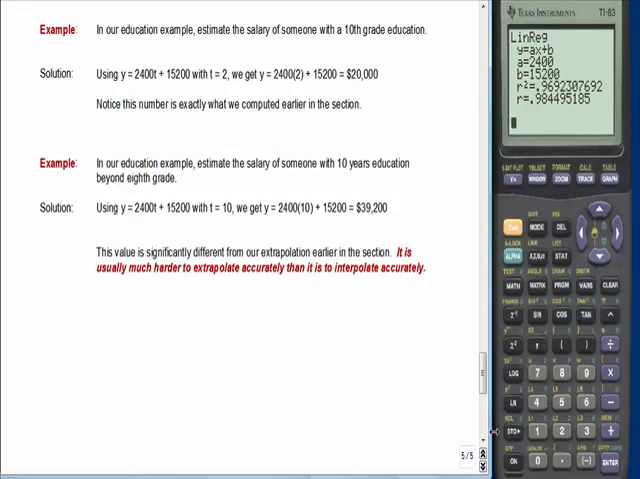Again, that was close to my estimate, but I made a ballpark guess. I didn't do any particular arithmetic in order to find that value earlier on in the section. And so what we notice is this value is different than our extrapolation. And just as a side comment, this isn't 100% true, but it's often much harder to extrapolate accurately than it is to interpolate accurately.